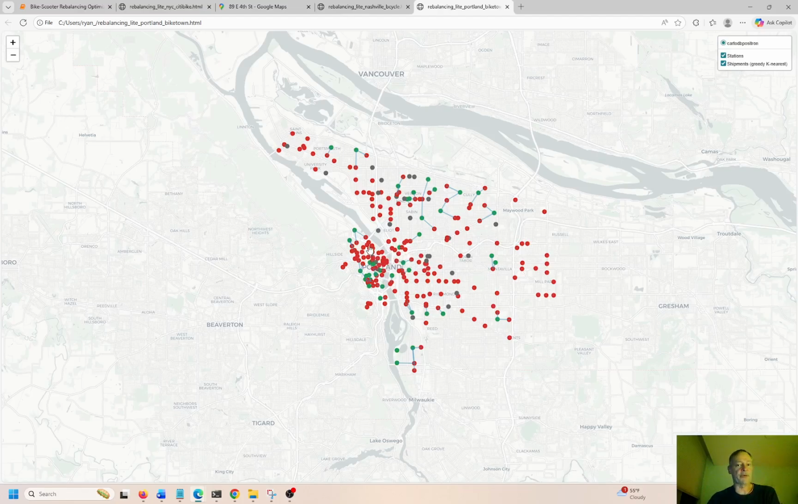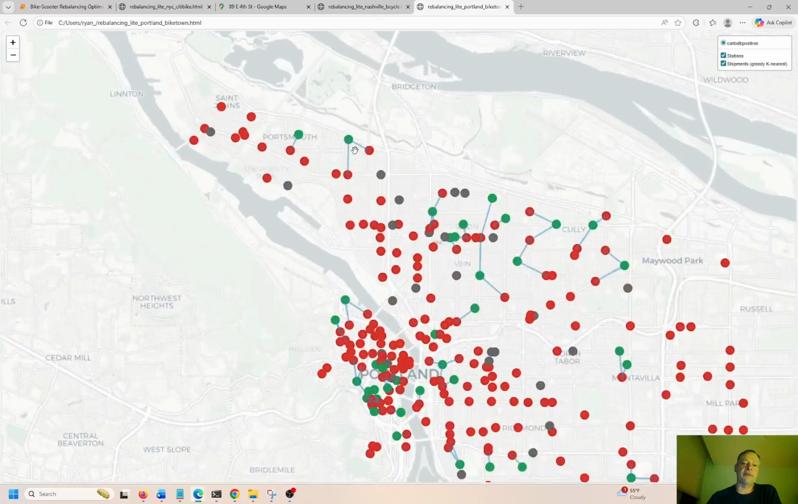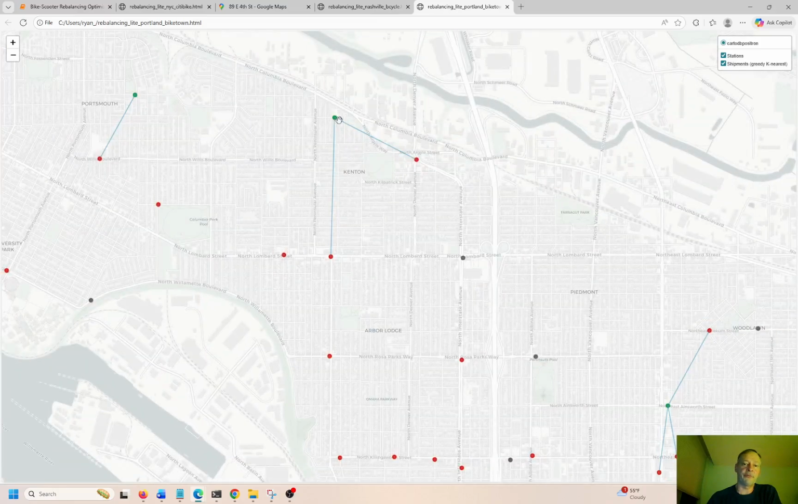So same thing as before, green is surplus, red is deficit, and the line in between shows you the movement from green to red. So if I go over here, okay, this thing is not cooperating. Why is it doing that? Okay, capacity 2, inventory 7.